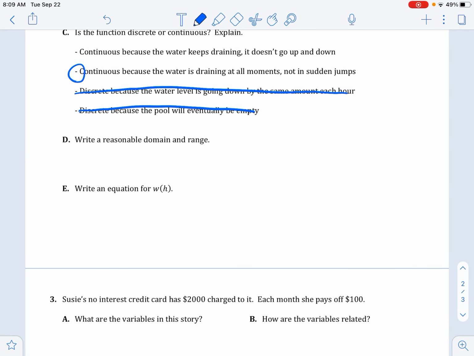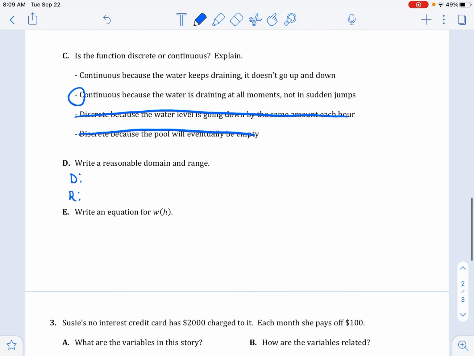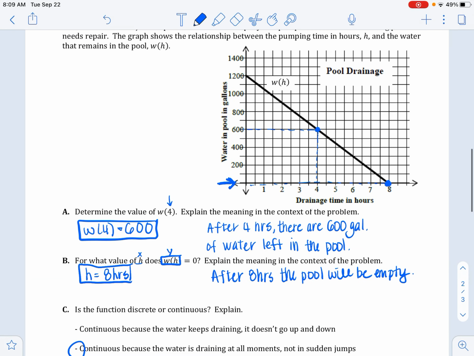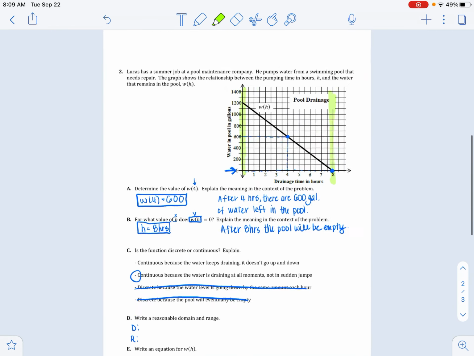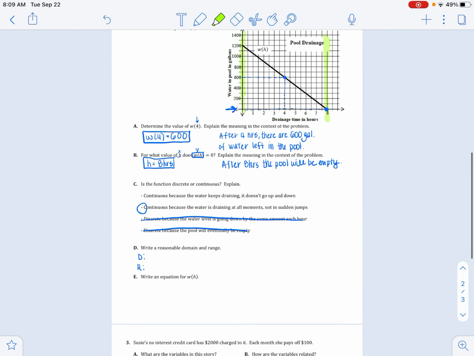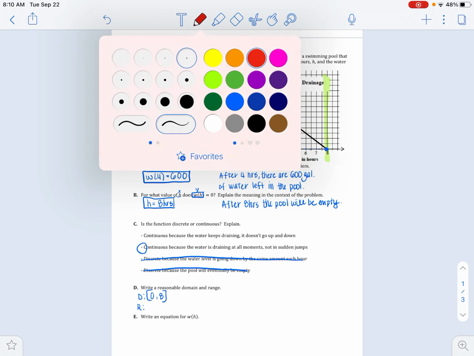Write a reasonable domain and range. So, domain, range. Domain is all possible x values. So I'm going to look at the lowest my x values go, the highest my x values go, and it's all values in between, so I'm using interval notation. So I'm going to say in between 0 and 8. So remember that's [0, 8]. And 0 is a possibility and 8 is a possibility.